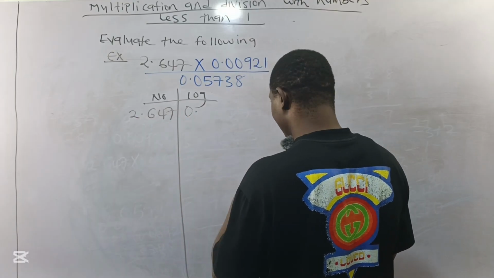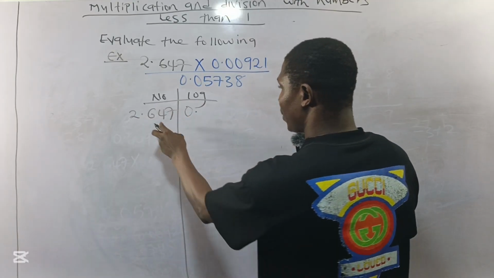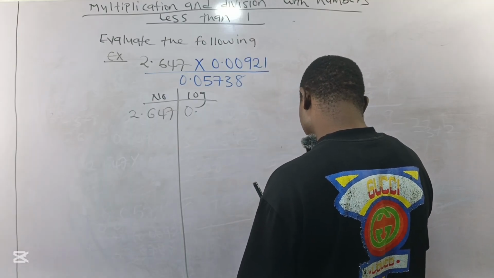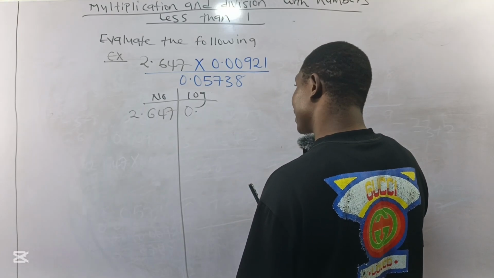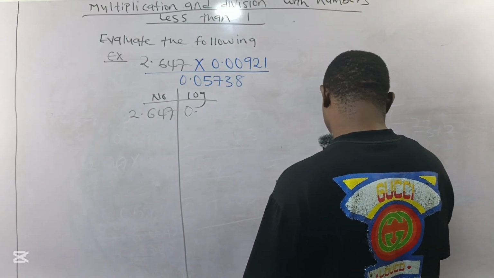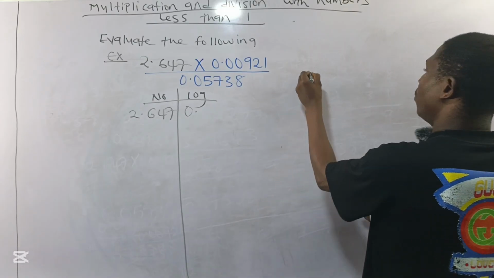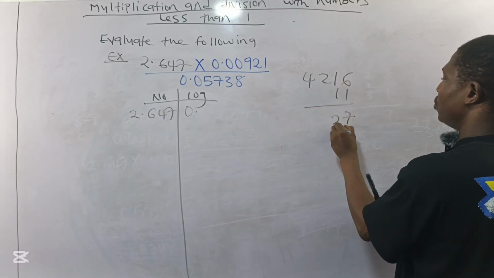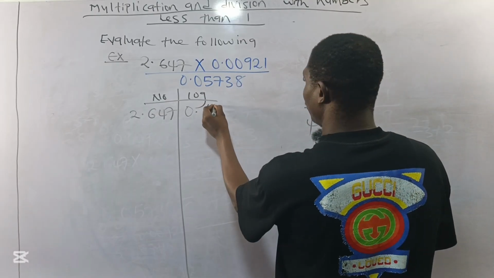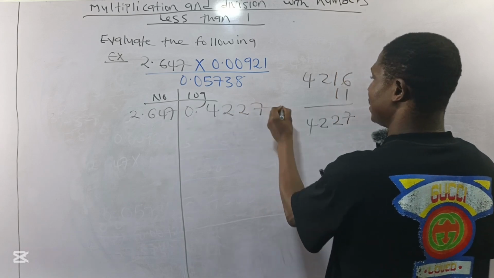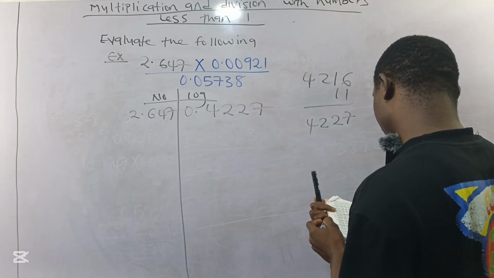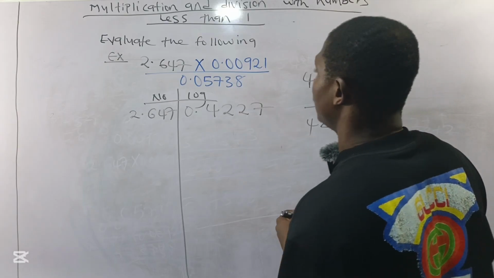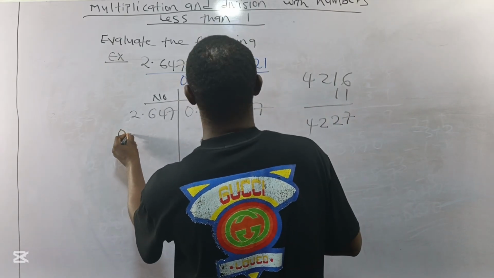So 1 minus 1 is 0. The characteristic becomes 0. So we have 0.26 under 4, difference 7. 26 under 4 is 4216. Difference 7 here is 11. 4216 plus 11 will give us 4227.